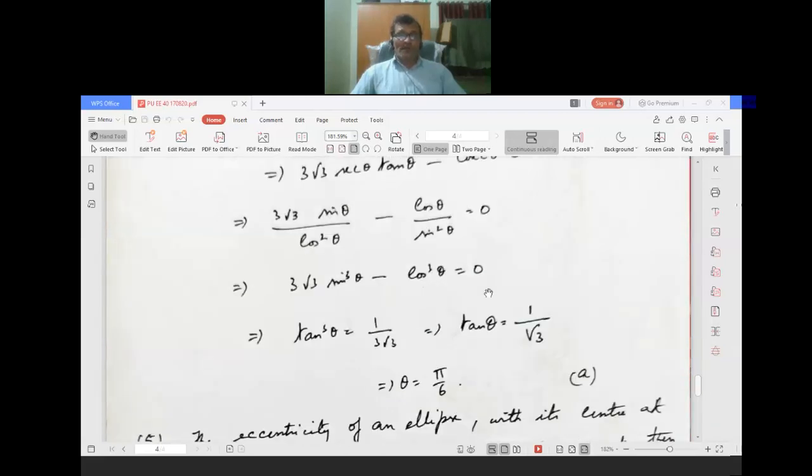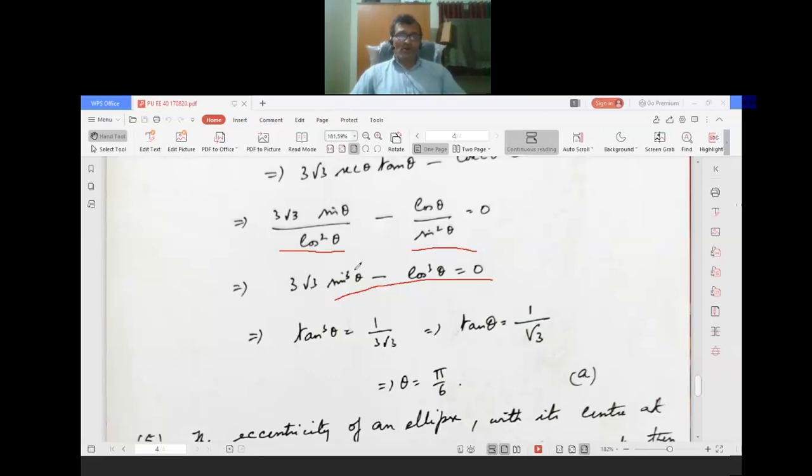From this we get the next simplification. 3 root 3 secant theta tan theta can be written as 3 root 3 sin theta by cos squared theta, minus cos theta by sin squared theta equals 0. Taking the LCM, this becomes 3 root 3 sin cube theta minus cos cube theta by cos squared theta sin squared theta, and when you cross multiply that will be equal to 0.